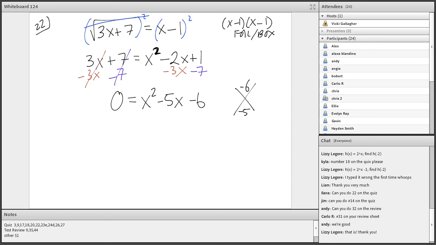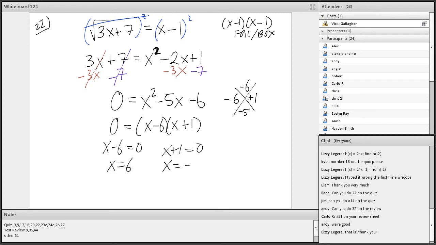Those two numbers are not 3 and 2 because to get a -6, I need a negative number and a positive number. So I actually need numbers that subtract to make 5. And so the numbers are going to be 6 and 1. -6 times 1 is -6, and -6 plus 1 is -5. So just be a little bit careful with your factoring. So now I have this. And then when I solve, I get +6 and -1.